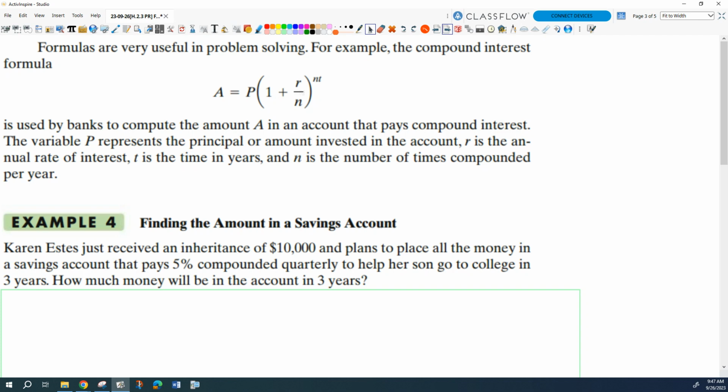Okay, so P is the principal, the amount you're investing. R is the interest rate as a decimal. N is the number of compoundings, and T is the number of years down the line.